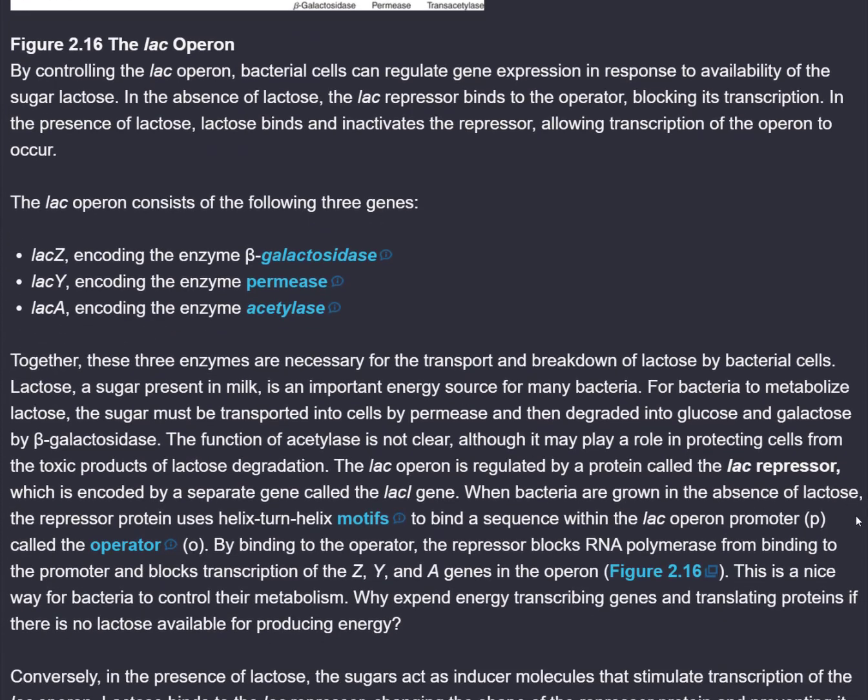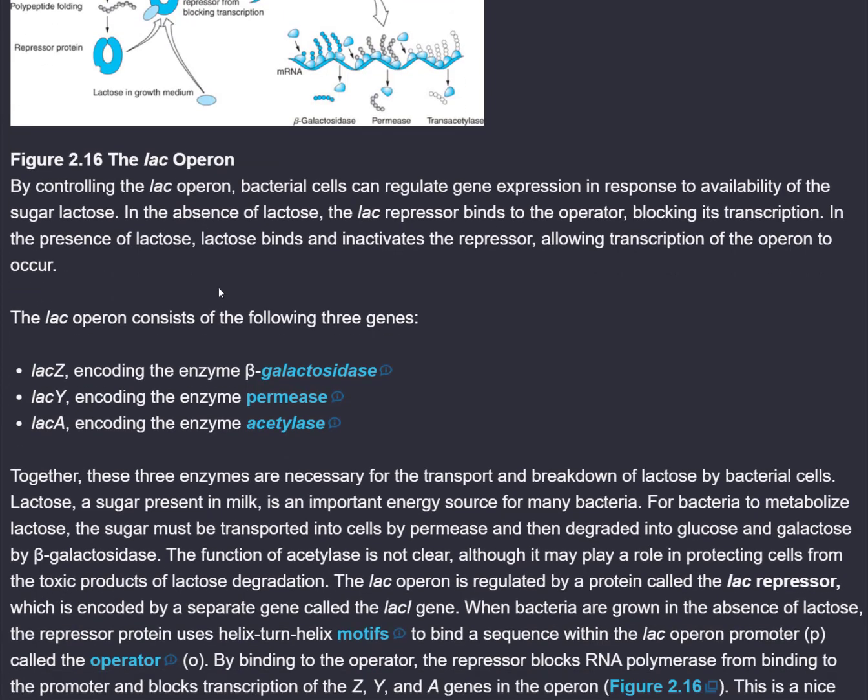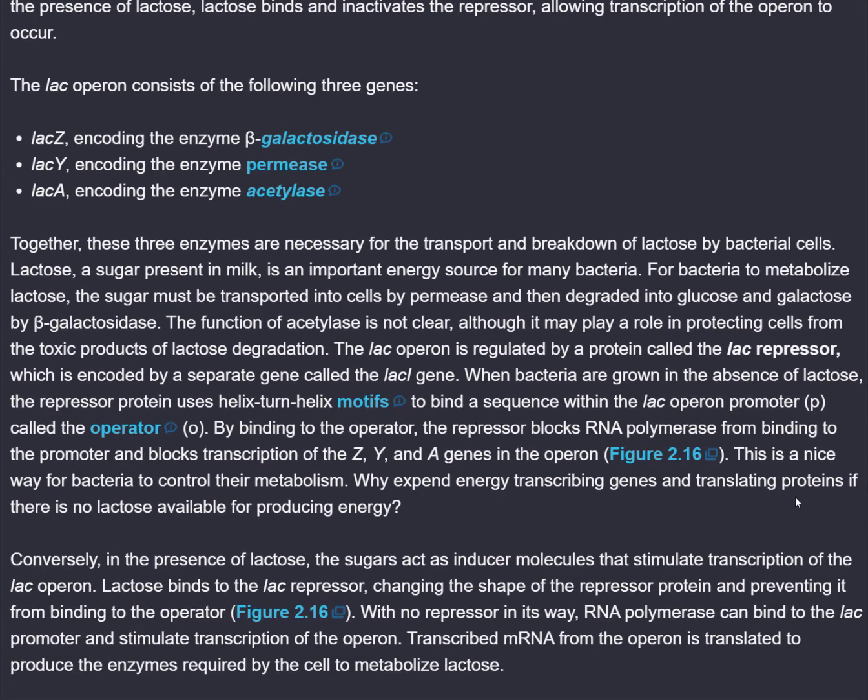The lac operon is regulated by a protein called the lac repressor, which is encoded by a separate gene called the LacI gene. When bacteria are grown in the absence of lactose, the repressor protein uses helix-turn-helix motifs to bind a sequence within the lac operon promoter, P, called the operator, O. By binding to the operator, the repressor blocks RNA polymerase from binding to the promoter and blocks transcription of the Z, Y, and A genes in the operon, Figure 2.16. This is a nice way for bacteria to control their metabolism. Why expend energy transcribing genes and translating proteins if there is no lactose available for producing energy?